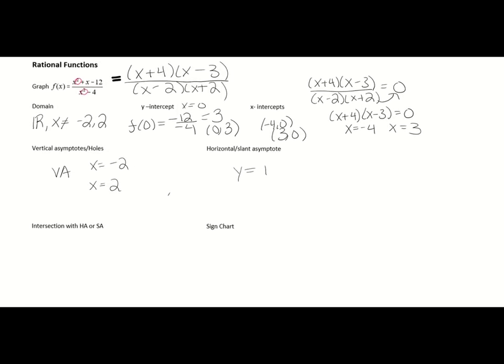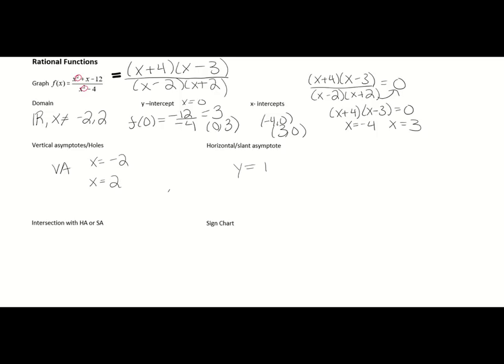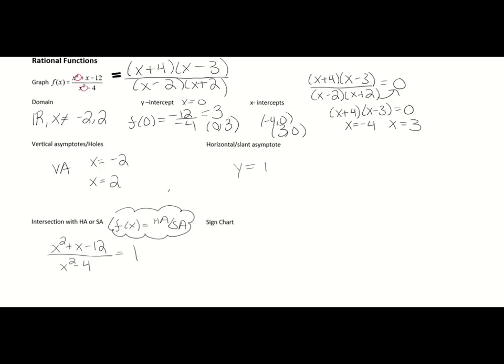And so what we do next is we figure out, is that going to happen? So you take your function f of x and you set it equal to your horizontal or your slant asymptote, because intersection means that they are equal at some point or points. My function is, and this is actually easier to do in the unfactored form, a little trick, and you set it equal to whatever you found as your horizontal or your slant, and we found that it's 1. And then you try to solve for this.